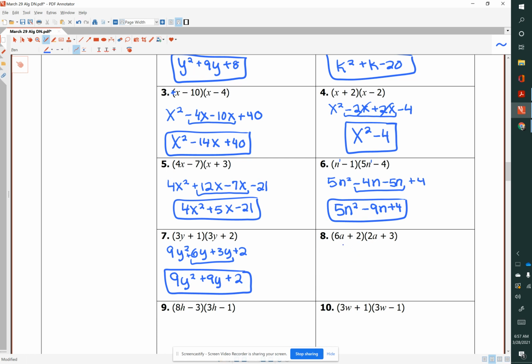And number 8, 6a times 2a is 12a squared. 6a times 3, we have a positive 18a. 2 times 2a is positive 4a, and 2 times 3 is 6. And we can combine this 18a plus 4a, so that would be 12a squared plus 22a plus 6.